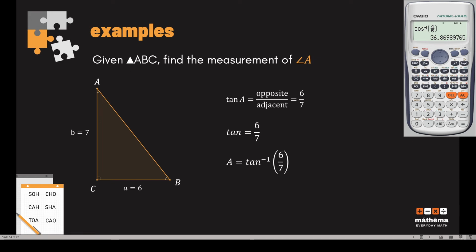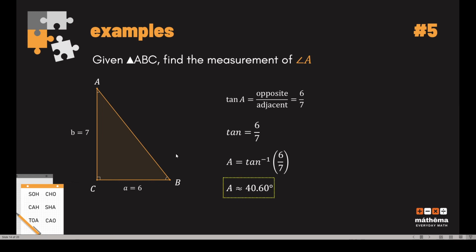Then, in our calculator, we'll write shift tan 6 over 7, close it with a parenthesis, and press the equal sign. That should give us 40.60 approximately. So that will be the approximated value of our angle. I hope that is clear to everyone.